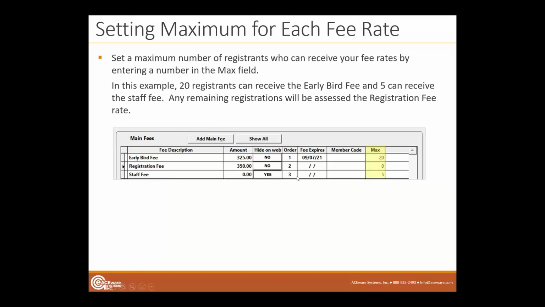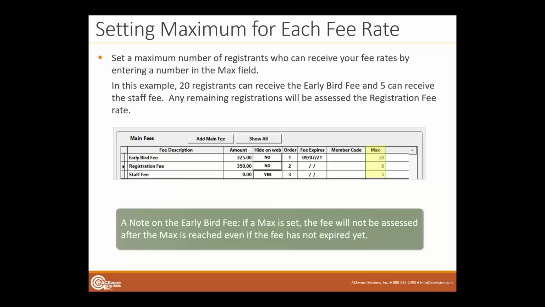Now staff down here, even though it's hidden, we're only allowing 5 staff members in because, well, they're getting it for free, so we're allowing only 5 in. If somebody after that tries to enroll online when that has been met and they're a staff member, they may call you up and say, hey, I was trying to take this free class and it's not giving it to me for free. What's up? And you can say, well, the maximum number that we're allowing in has been met. Note that for the early bird fee, if the max is set, the fee will not be assessed after the max is reached, even if the fee has not yet expired.